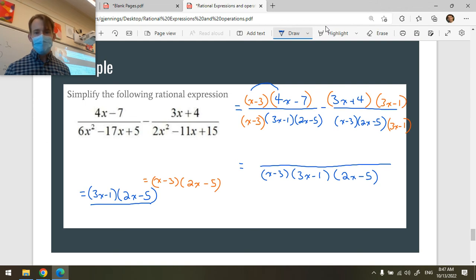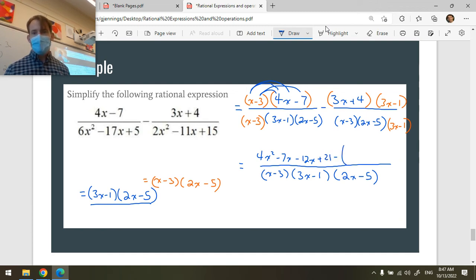X times 4x gives me 4x squared. X times negative 7 gives me negative 7x. Negative 3 times 4x gives me negative 12x. Ooh, this is going to be tight. And negative 3 times negative 7 gives me positive 21. Minus all this stuff in the brackets.